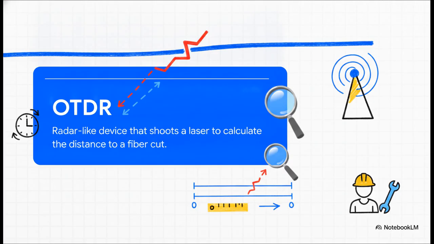It shoots a laser beam right down the microscopic glass, acting exactly like a radar. It calculates the time it takes for that light to bounce back from the break, and it gives the field team the exact physical distance to the street damage. It will literally tell you, hey, the cut is at exactly 450 meters.